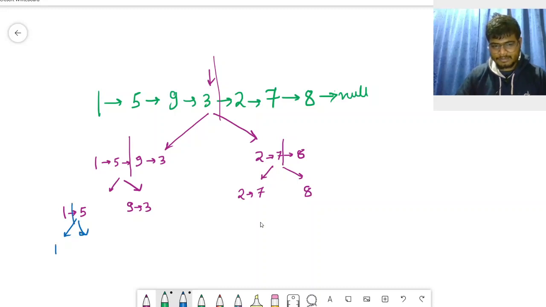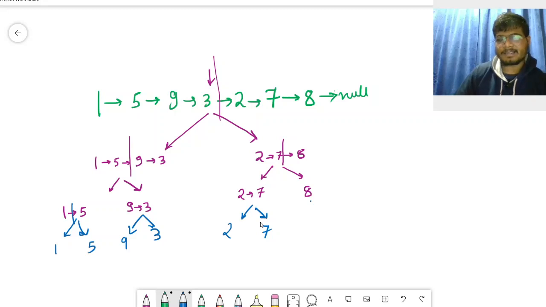Divide it. So 1 and 5. This will get divided into 2 again: 9 and 3. This will divide into 2 and 7. Now this is 1. See, if there is one element inside a linked list, it is sorted, right? Obviously, there is one node, one data, nothing to be sorted. This is already sorted, so just return. If we find that there is only one data inside our linked list, we return.